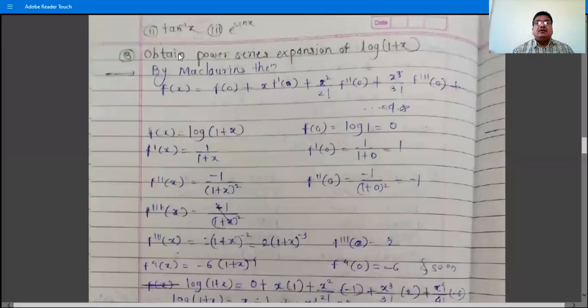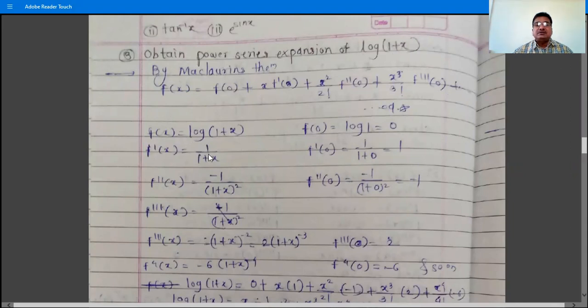Next example, obtain the power series expansion of log(1+x) by Taylor's theorem or Maclaurin's theorem. By Maclaurin's theorem, f(x) = f(0) + x f'(0) + x²/2! f''(0) + x³/3! f'''(0) and so on. So the given function is log(1+x) as f(x), then the value at 0 is log(1+0), which is log 1, that is 0.